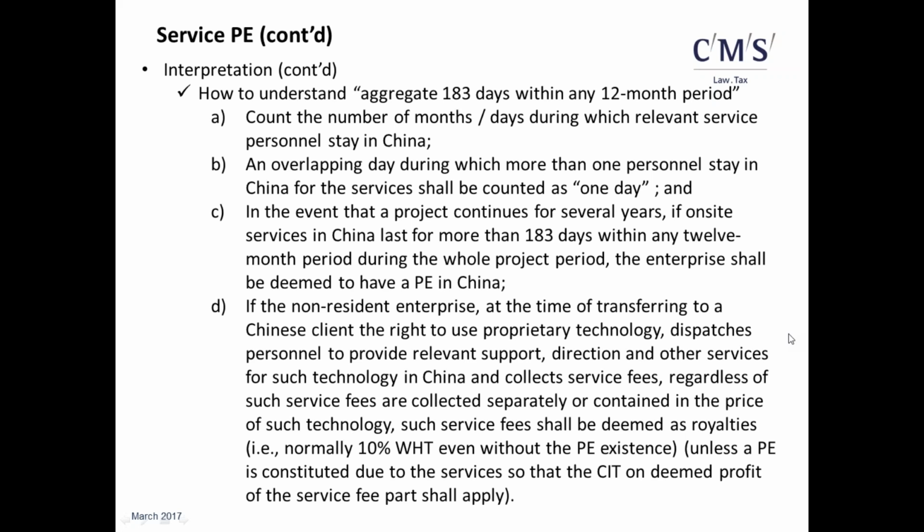The 12-month period is not relating to the date of the first. I mean, the 12-month period should be counted on a rolling basis. It has nothing to do with the contract date or the first date of the personnel visiting China. But when we count the number of days, I mean the 183 days for the employees working in China, we should count from the first date when the first employee entered into China for the services.